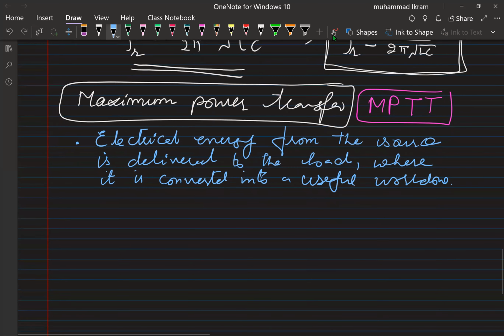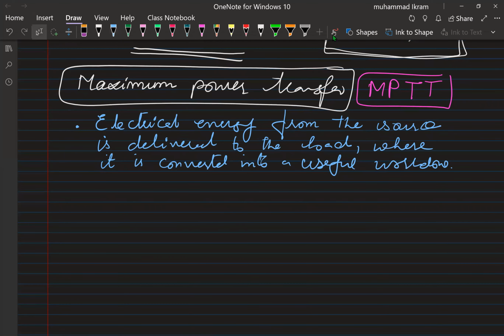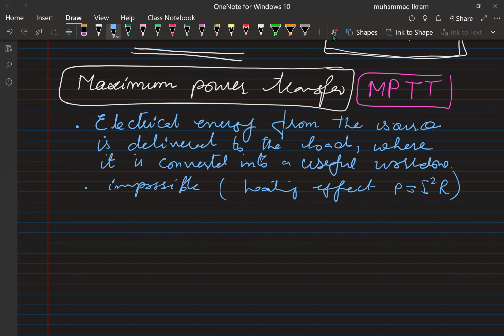Okay, but this is not always the case. The entire power cannot be converted into useful work done. It is not available to us because of the heating effect. So this is impossible, the entire power input, due to the heating effect. Some of the power must be dissipated in the I square R form. So it is impossible that we can convert the entire input into the output.